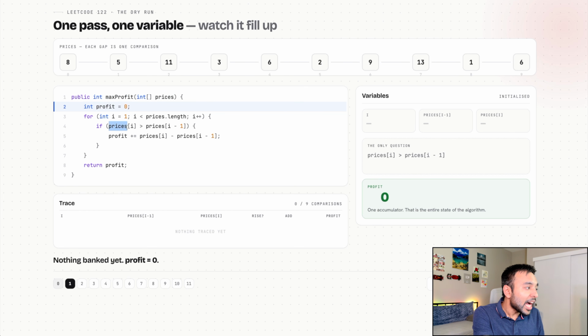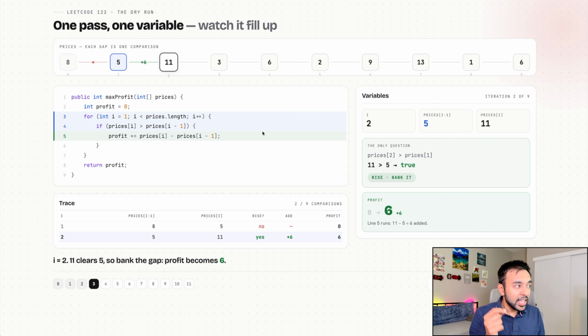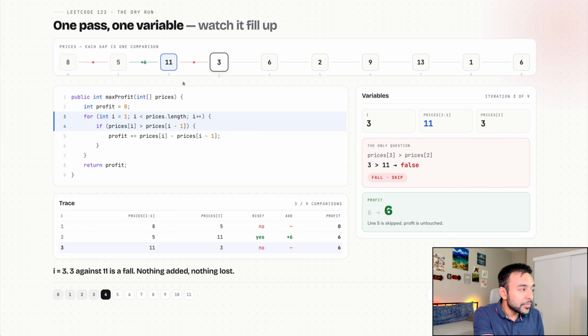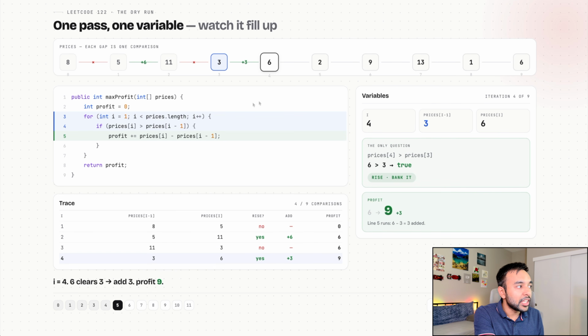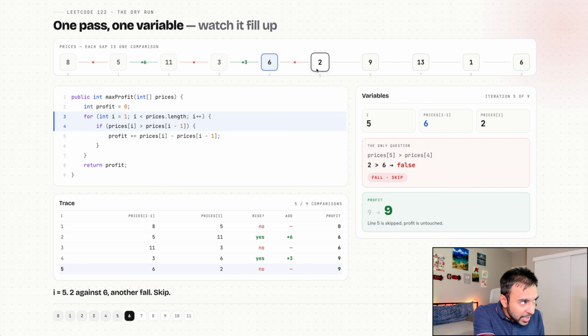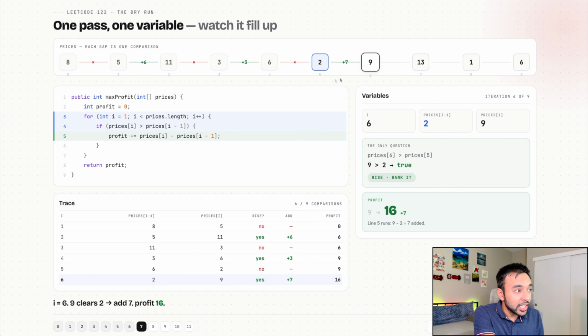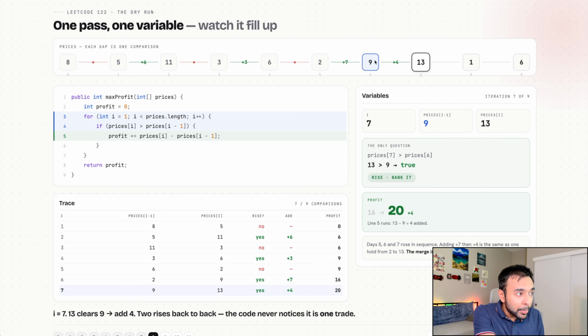All I do is I compare the current price with the price in the left part. So I'm just comparing the price of 2 consecutive days. If the price has risen, I just book my profit and then move ahead. If the price falls, I don't do anything. The price rises again from 3 to 6, I book my profit. The price drops from 6 to 2, I don't do anything. The price rises from 2 to 9, so I book a profit of 7. The price rises from 9 to 13, so I book a profit of 4.